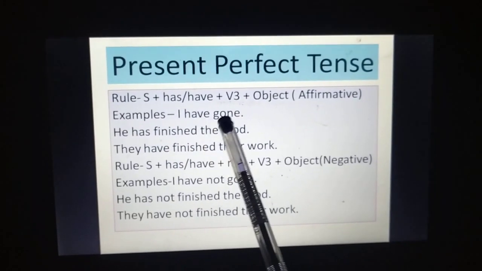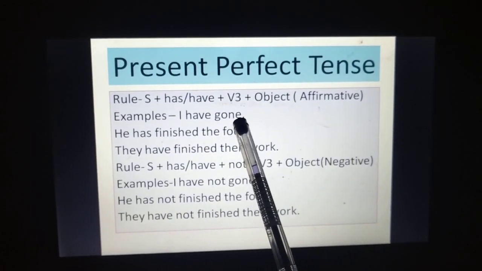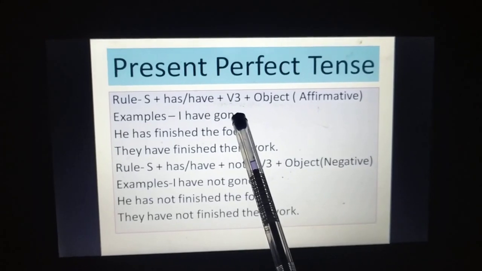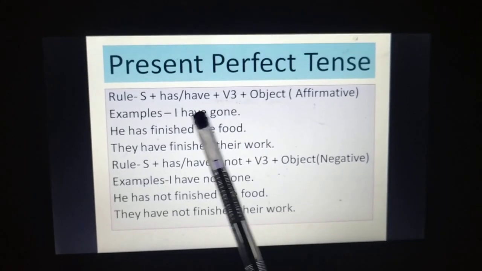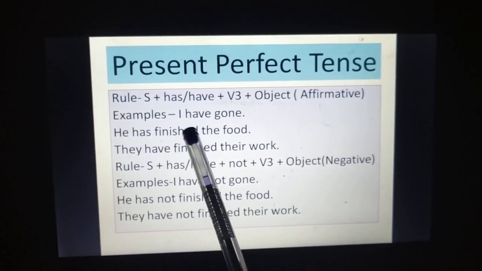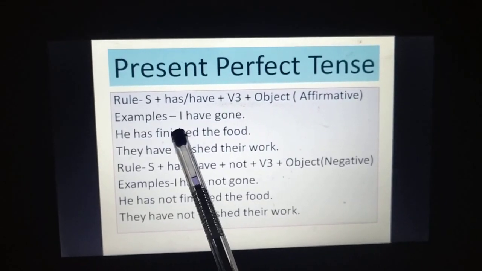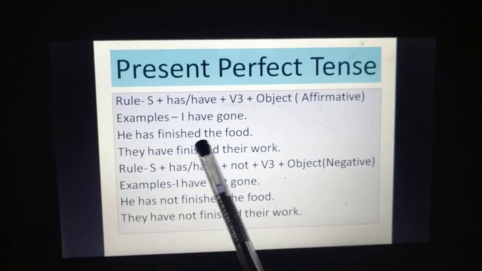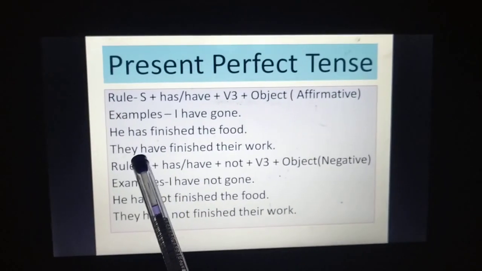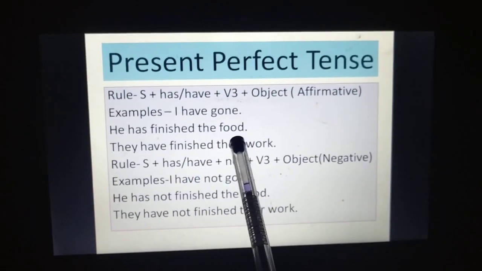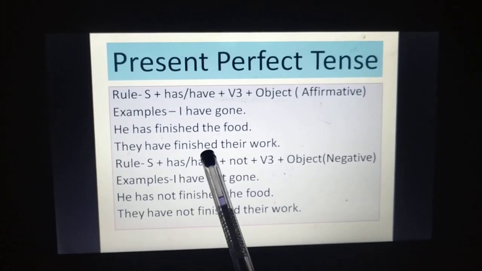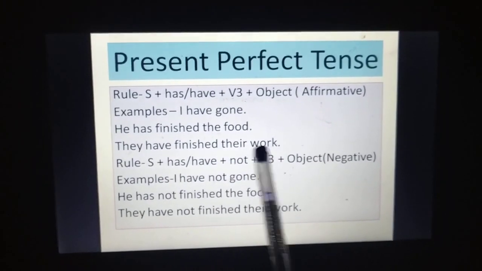Let's read the examples. First, I have gone. Gone is the third form of go: go, went, gone. He has finished the food. Finished is the third form of finish: finish, finished, finished. They have finished their work.